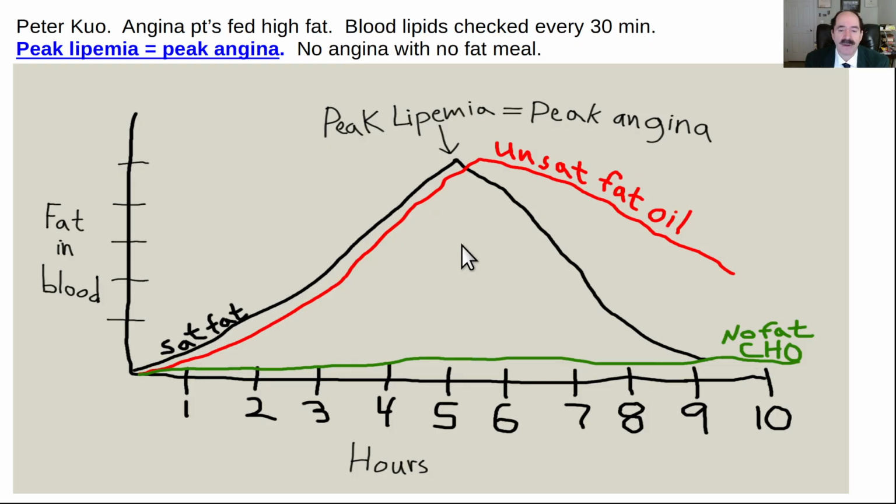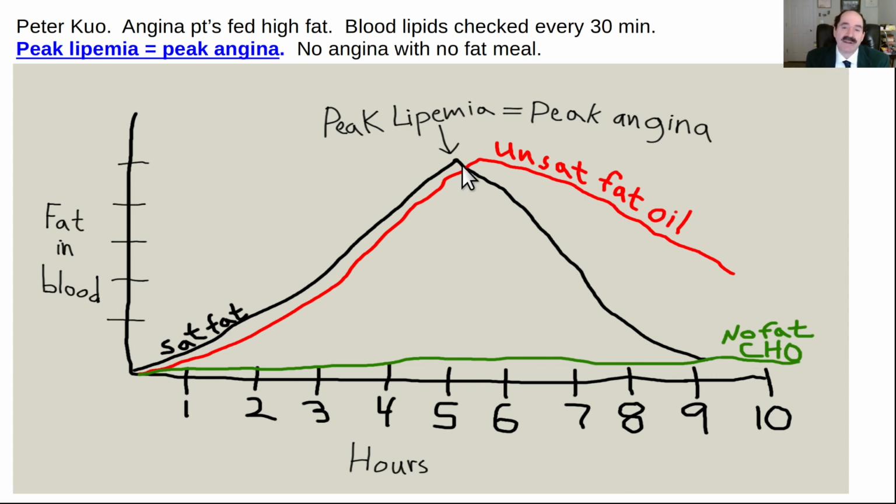Here's an example of the effect of high-fat diets on decreasing oxygen delivery to tissues. This guy, Peter Quo, was a cardiologist in Pennsylvania. He took a bunch of patients with known cardiac angina, known episodes of chest pain on exertion, all right? Back in those days, there was no IRB. You could do whatever you wanted for a research project. And then he checked their blood lipids in their arm every 30 minutes. At peak lipemia, maximum fat in the blood, which is about 5-6 hours after eating a high-fat meal with a lot of saturated fat in particular, so they're pretty high in lipids between about 4 to 7 hours, that's right when they would get chest pain. They would get chest pain right when they were at peak lipemia, corresponding to their blood lipid levels.